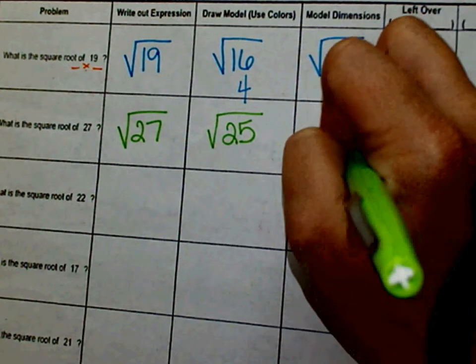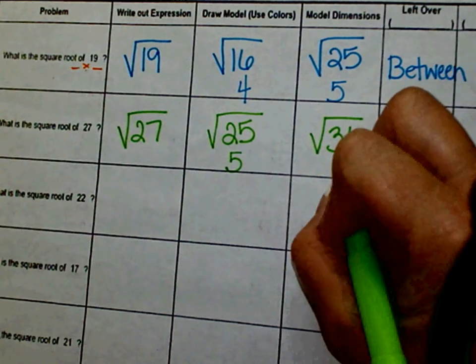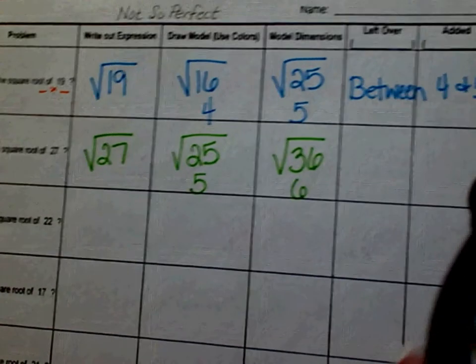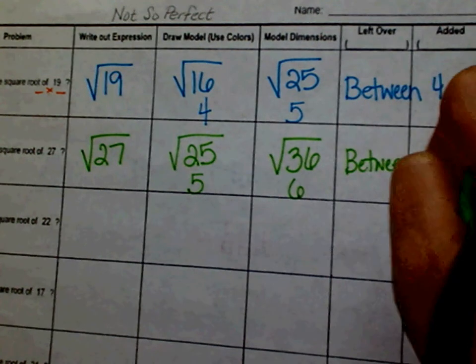We know that the square root of 25 is 5. The square root of 36 is 6. So that means the square root of 27 would fall somewhere between 5 and 6.